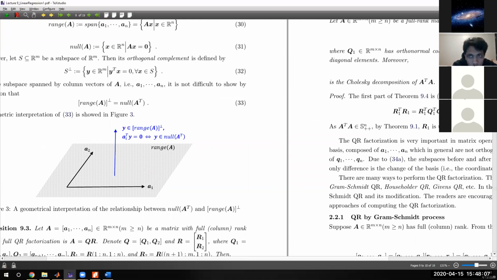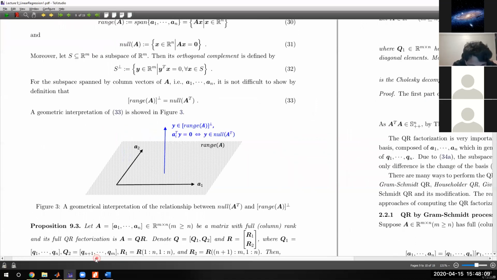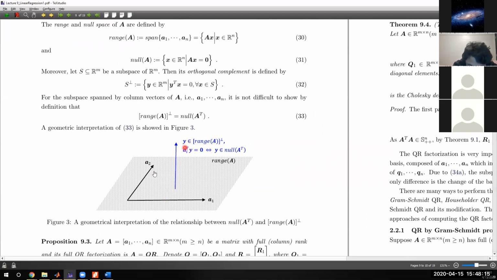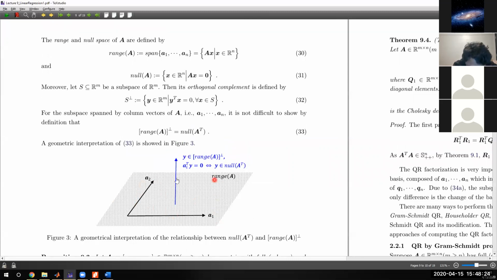No? Okay. By the way, this is a 3D picture, not 2D. So this is a space, and this is orthogonal to it. First of all, very clear, this shaded area is range A. A means A1 and A2, right? By linear combinations of A1, A2, you can get to any point in this space.